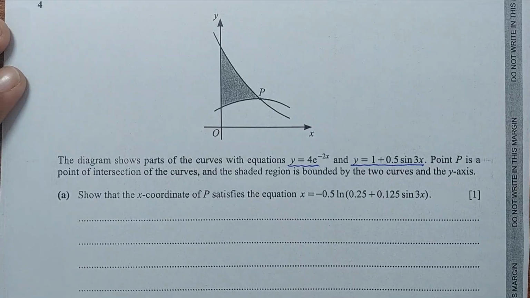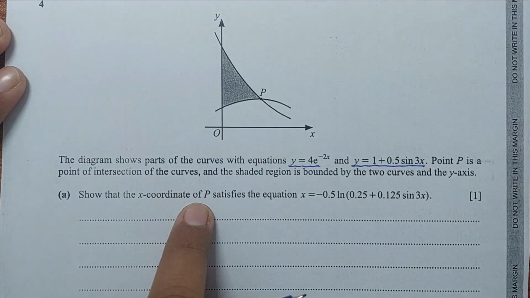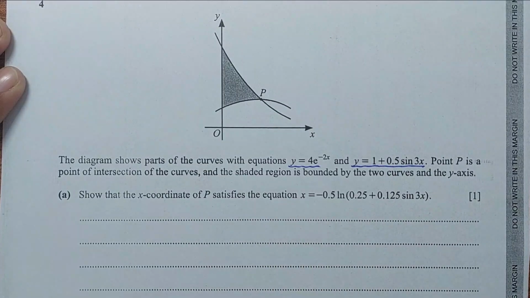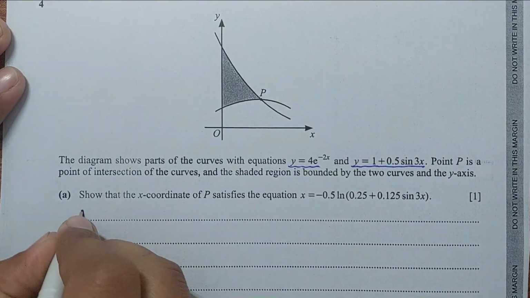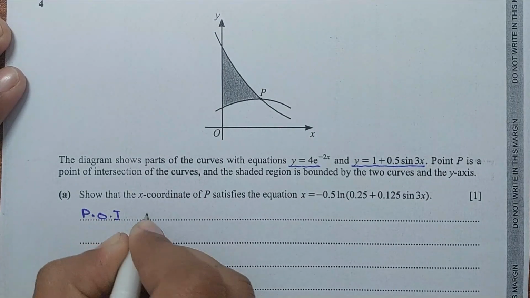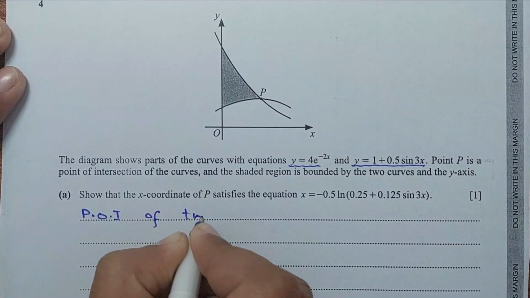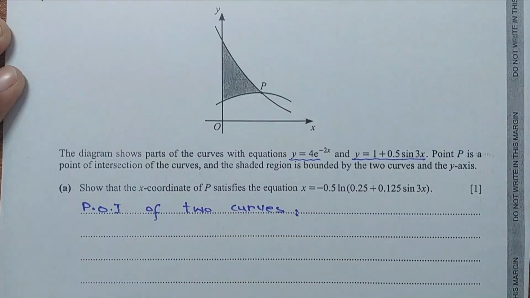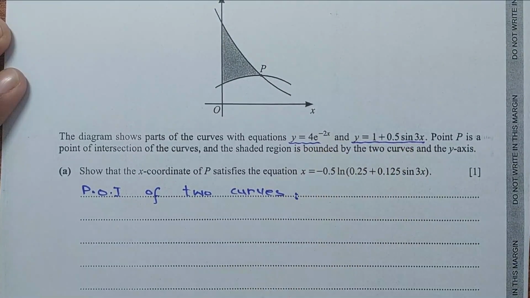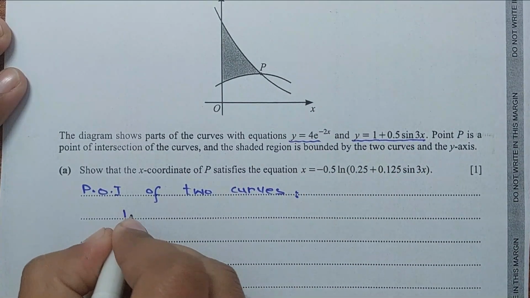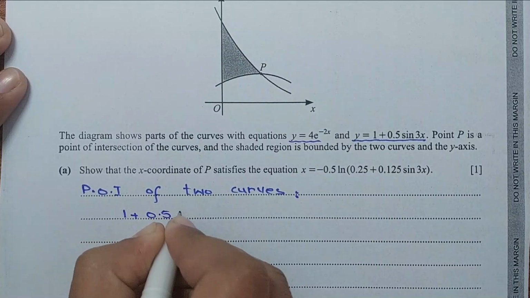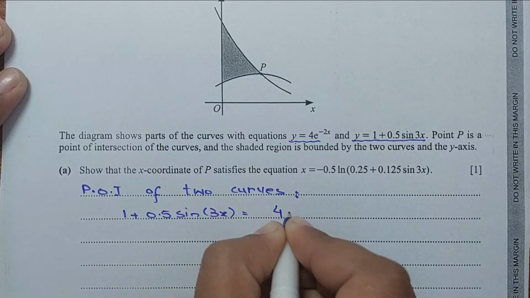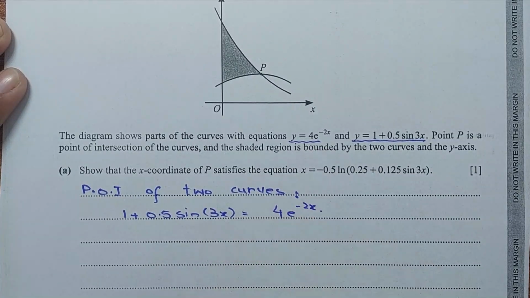Part A: show that the x coordinate of P, the point of intersection, satisfies the equation. For the x coordinate, we need to figure out the point of intersection of the two curves. For the point of intersection of two curves, we put both equal. So 1 plus 0.5 sine of 3x is equal to 4 e to the power minus 2x.